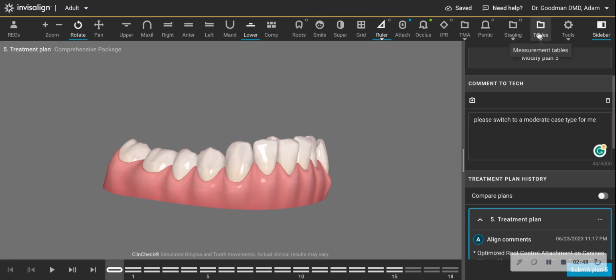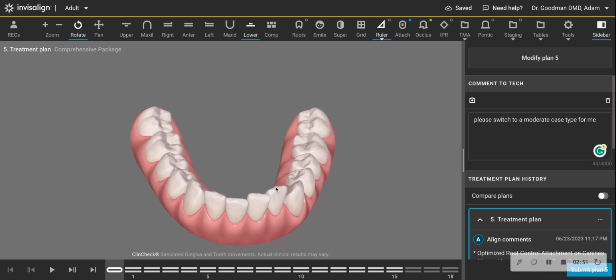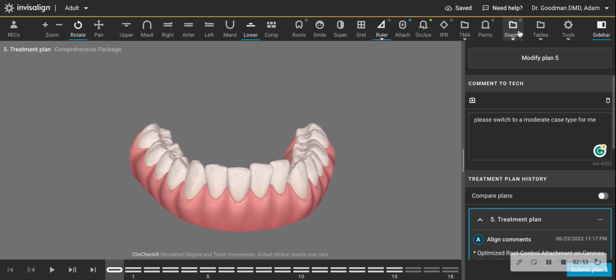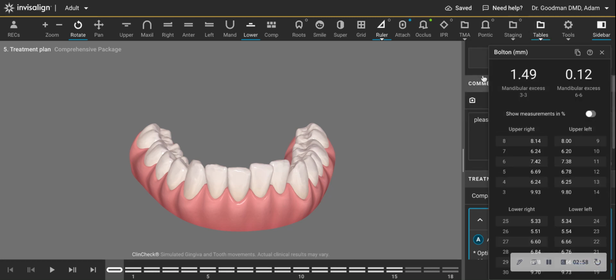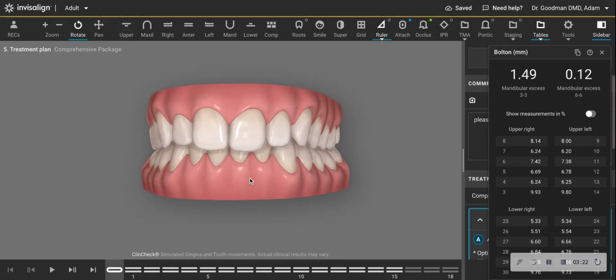If you look here, anytime you have a case that has more crowding in one arch than the other, and it's usually the lower that has more crowding, not always, you can go to the Bolton analysis. And you see how it says mandibular excess. That means that the lower teeth are wider than the upper teeth in terms of the normal ratio. You have 8.1, 8 is your central incisors, 6 and 6.2. Those are narrow anterior teeth. And the uppers are closer to normal. They're a little narrow too, but not as narrow by proportion.